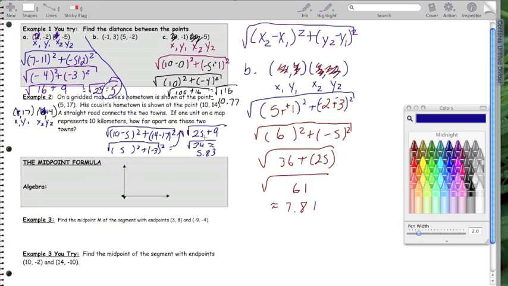Now they wanted us to figure out what this distance would be, knowing that 1 unit on a map represents 10 kilometers. So this equals 1 unit, but 1 unit on a map represents 10 kilometers. So really we're going to multiply that by 10 and we get 58.3 kilometers. That's how far apart they are.